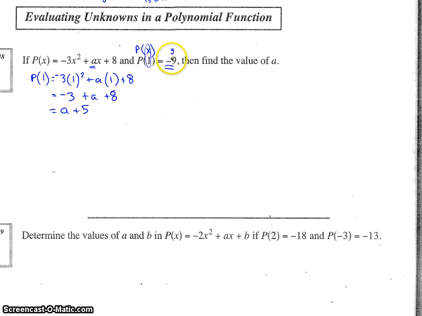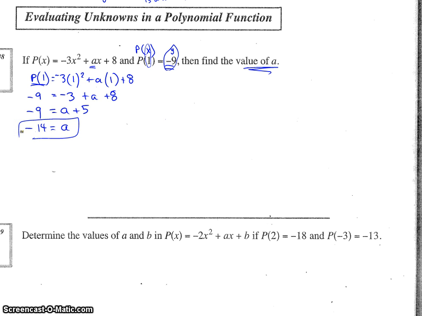Okay, but we know also that p at 1, this here, is equal to negative 9. So guess what? We can actually replace that with negative 9 and then continue solving for a, because that's what they're asking us to find. So solve for a, or isolate a, by subtracting 5 on both sides, and we would get a is equal to negative 14. Woohoo! Got it.